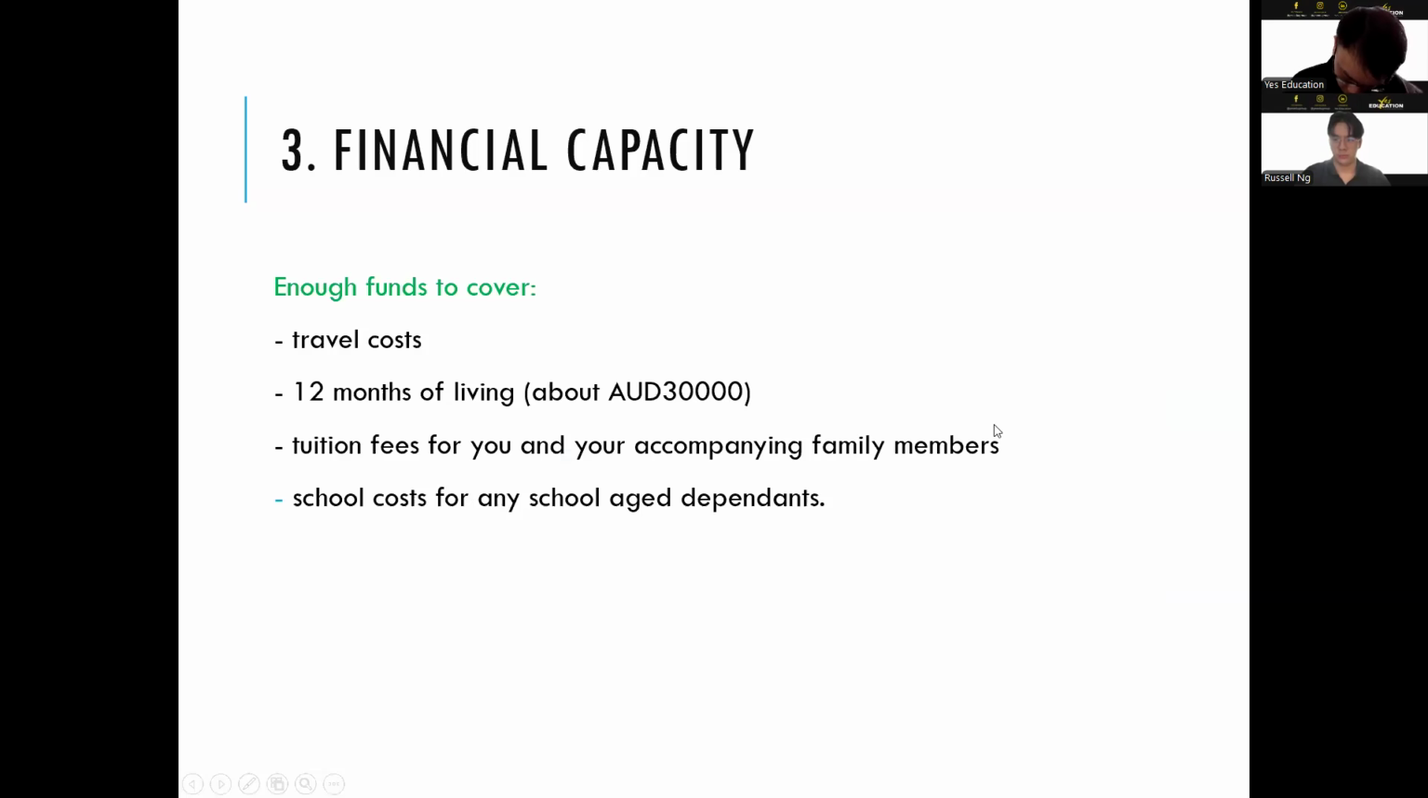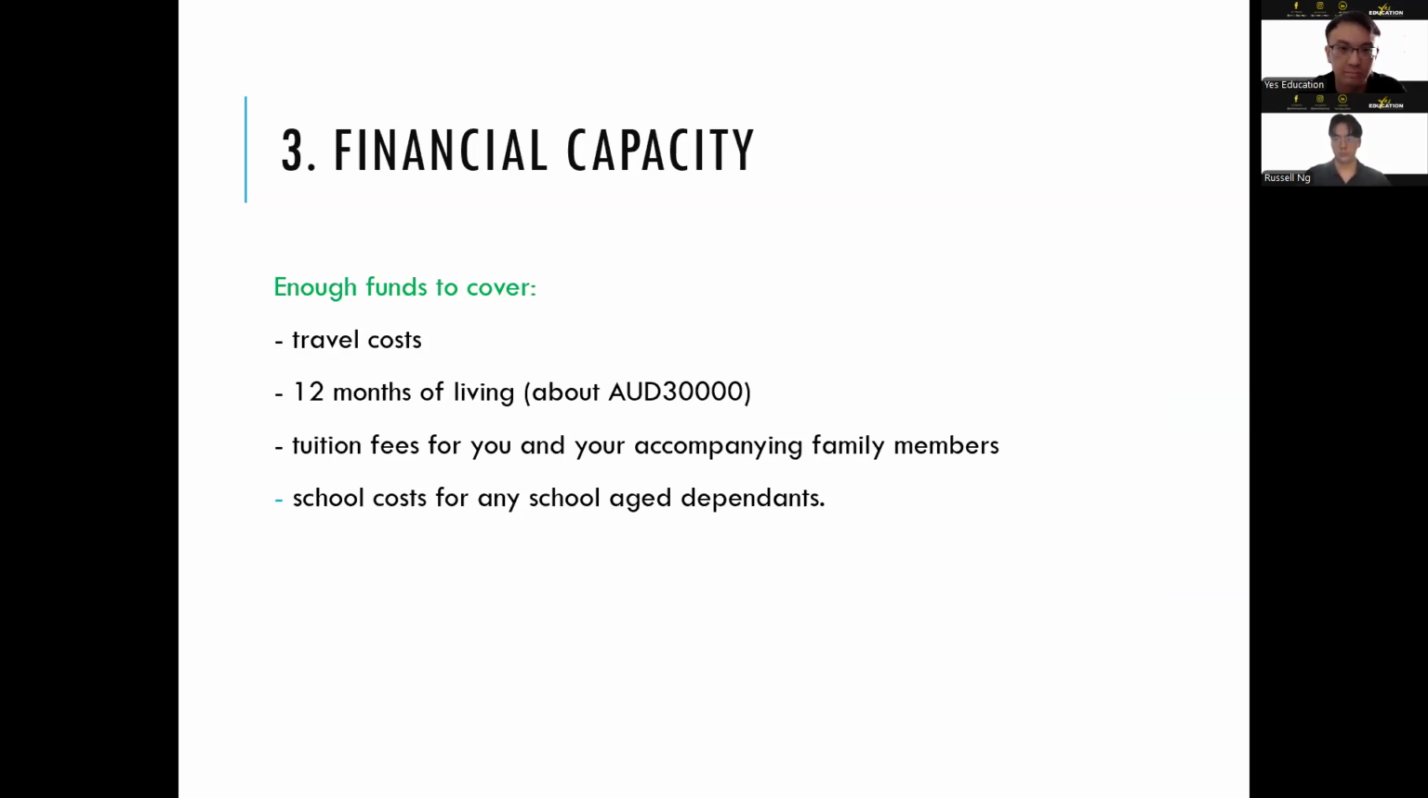Okay, then it comes to the financial capacity. So it generally needs to cover four things: travel cost, 12 months of living. According to this year's recommendation, it should be around 30,000 Australian dollars. And the tuition fees for the study, and if you have any accompanying family members, their cost.